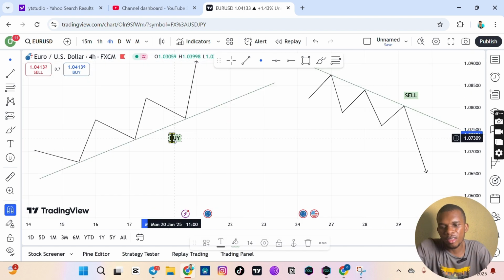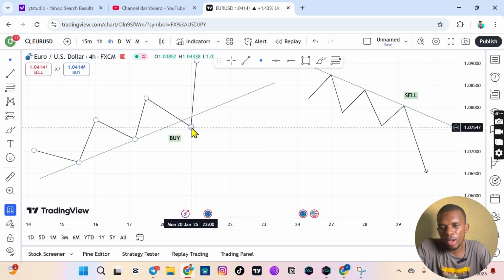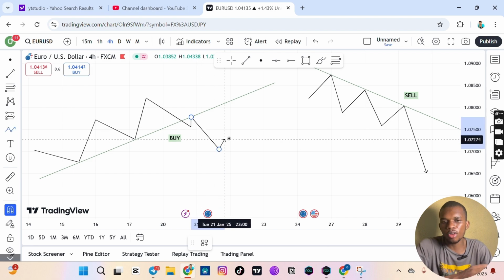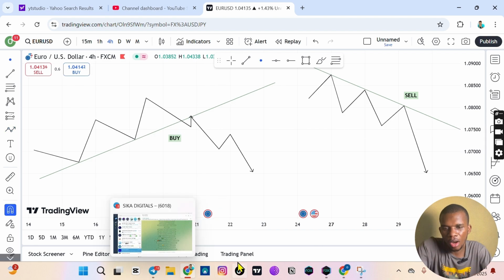There's another instance. If the market breaks below the trend line, sometimes the market is going to come and retest here. Then once the market retests, it will start pulling down. Now, most of you already know what I'm saying. Now, let's go back to my chart.